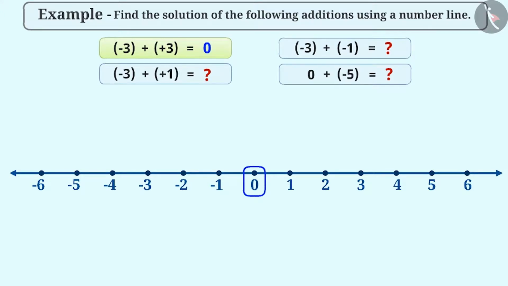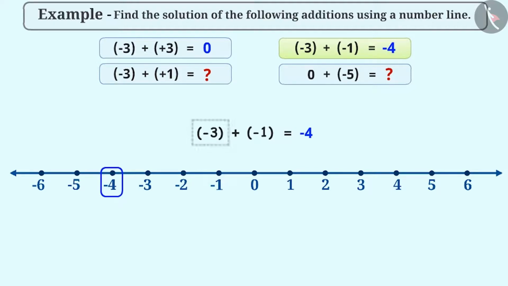Numbers such as +a and -a, when added to each other, give the sum 0. Therefore, numbers whose sum is 0 are called the additive inverse of each other. For addition of -3 and -1, we first move 3 steps to the left of 0 and then we move 1 step to the left again and reach -4. Thus, it is the result of -3 plus -1. When we add -1 to a number or move 1 step to the left, then we get the predecessor of that number.